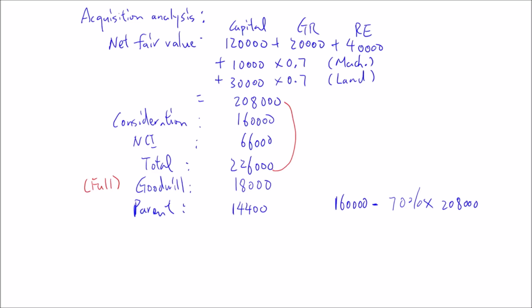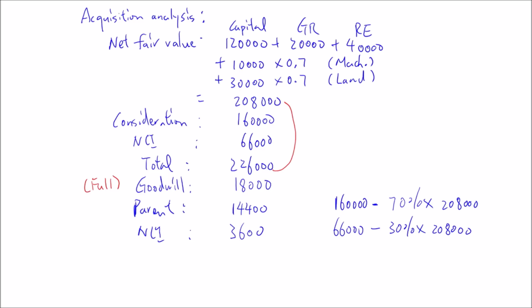And we are going to do the same thing for NCI. So with NCI, the fair value was $66,000, and then this time we want to minus 30% of the net fair value, 208,000. So the amount of goodwill you want to allocate to NCI is 3,600. Okay, so that's all you need in terms of the acquisition analysis.